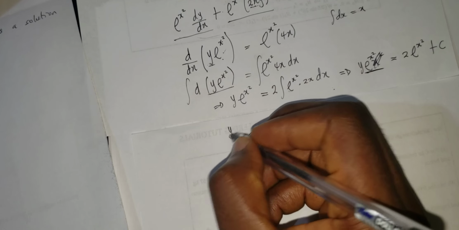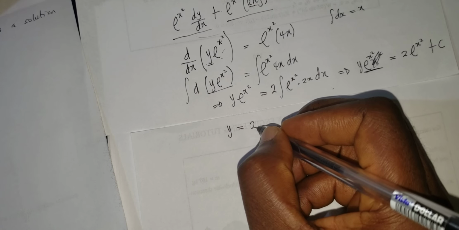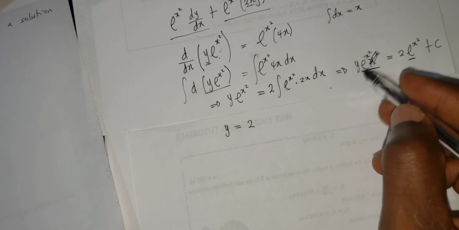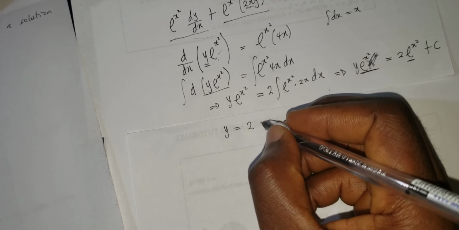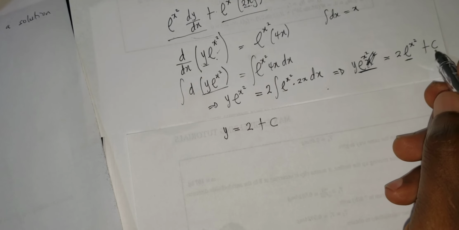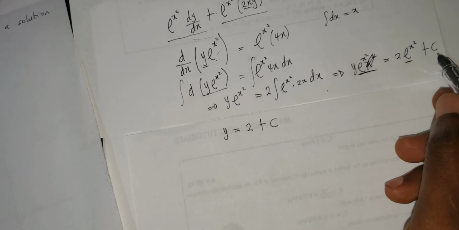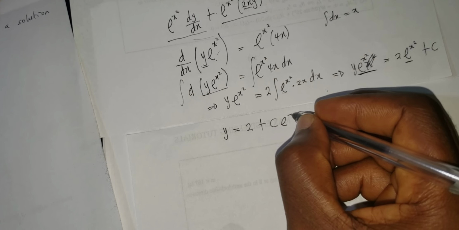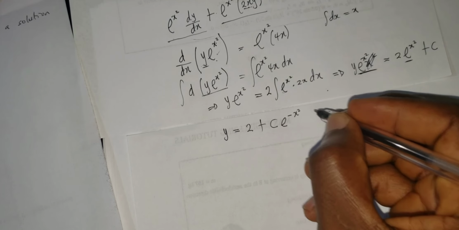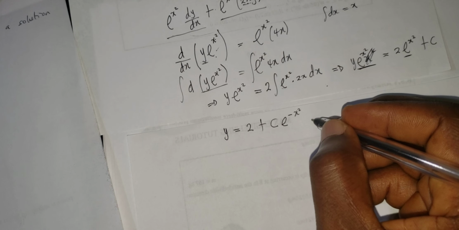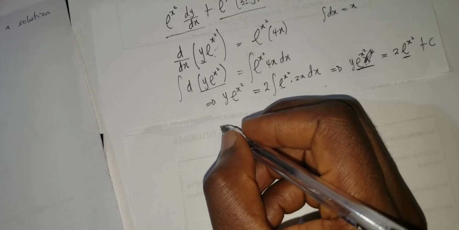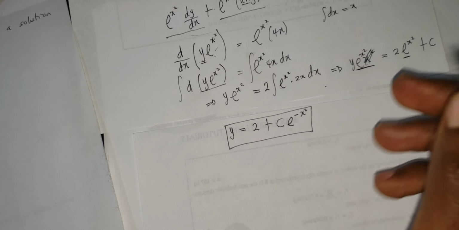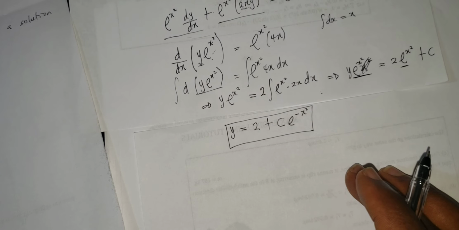That's going to give us y is equal to 2 in this case. E raised to power x squared will have cancelled it, then we will have plus c, the constant of integration we have here, divided by e raised to power x squared. That's the same thing as c e raised to power minus x squared. Okay, and then that will be our result. So that is going to be our answer at the end of the day. So that's the solution to that differential equation.